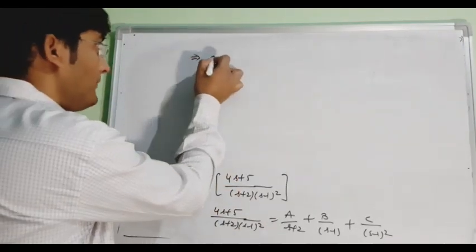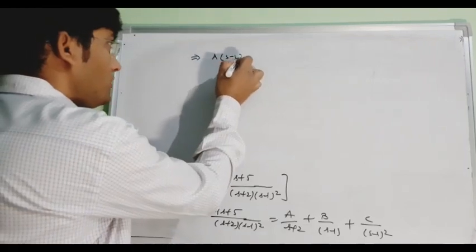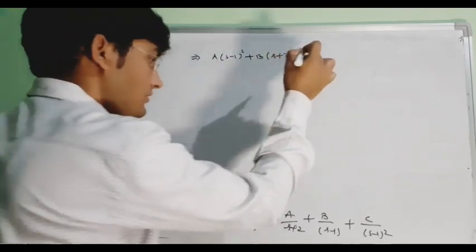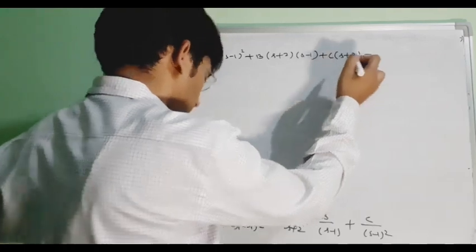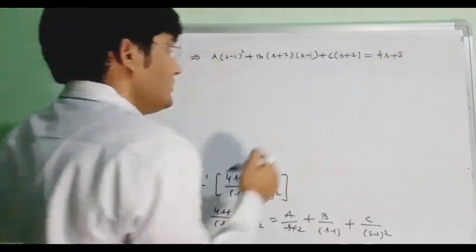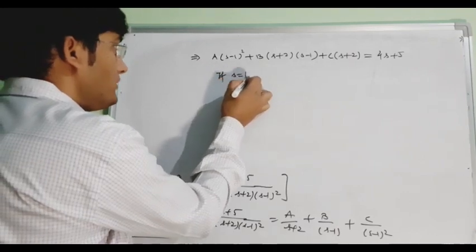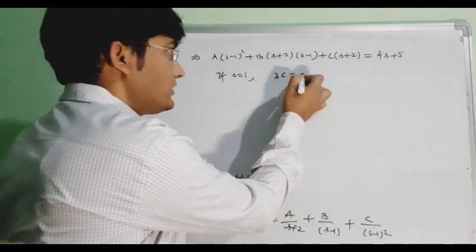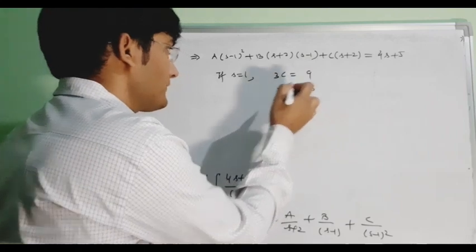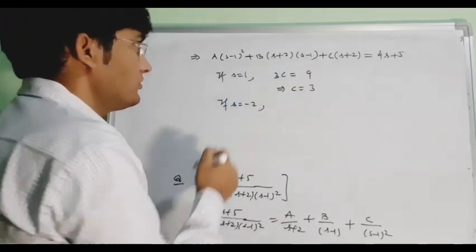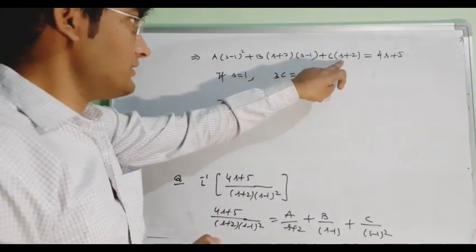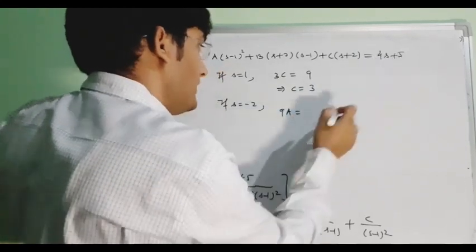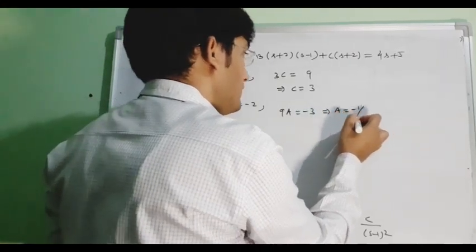So this can be written as a(s minus 1) whole square plus b(s plus 2)(s minus 1) plus c(s plus 2) is equal to 4s plus 5. So let us put s equal to 1. Then we will have c into 3, then 3c equal to 9, that means c is 3. If s equal to minus 2, then the other terms will be 0. So here we will have 9a is equal to minus 8 plus 5, that means minus 3. So our a will be minus 1 by 3.